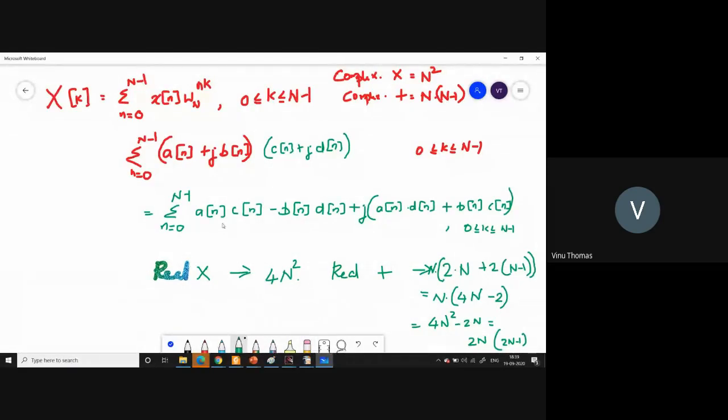Lakshmi? Sir, do you have any? No, sir. Have you understood how we arrived at the number of additions? Yes, sir. This is a bit more involved than the number of multiplications.